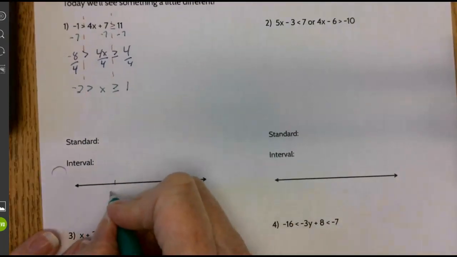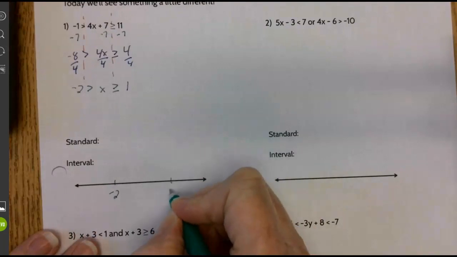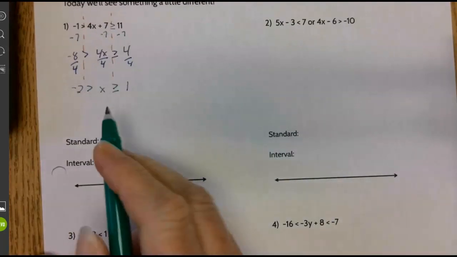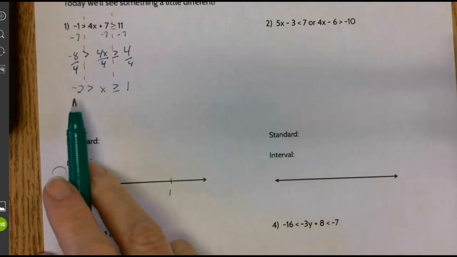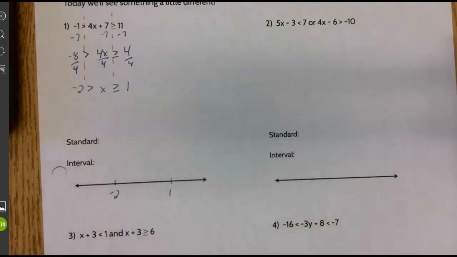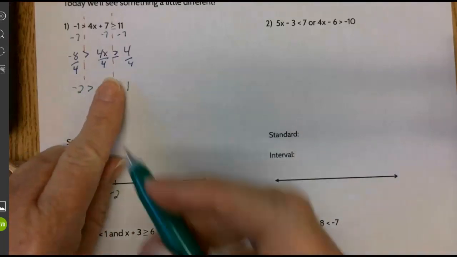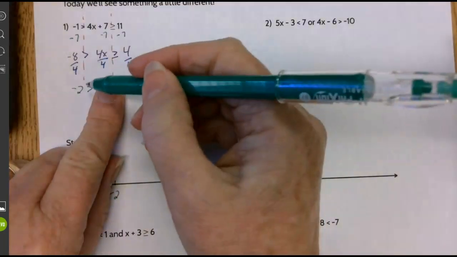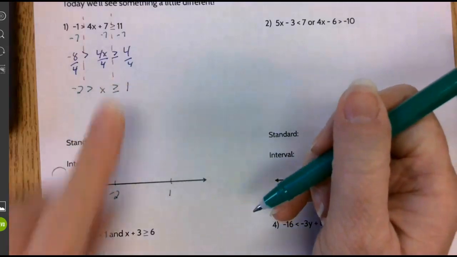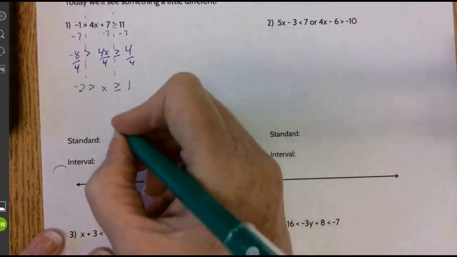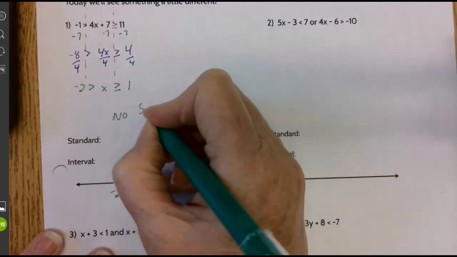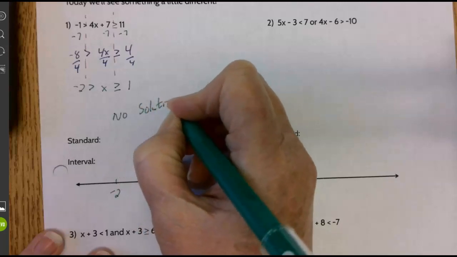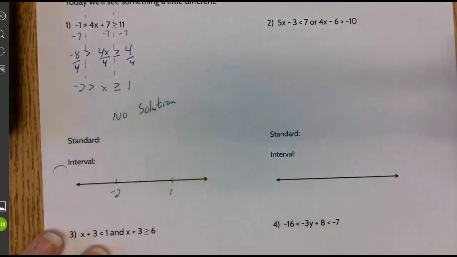If I were to graph this, here is negative 2, and here is 1. Well, it's going from lowest to highest. So here, negative 2 is greater than 1. Is that true? Can I have negative 2 being greater than 1? No. So there's no way to graph this one. This one is no solution. There are no numbers that will satisfy that.